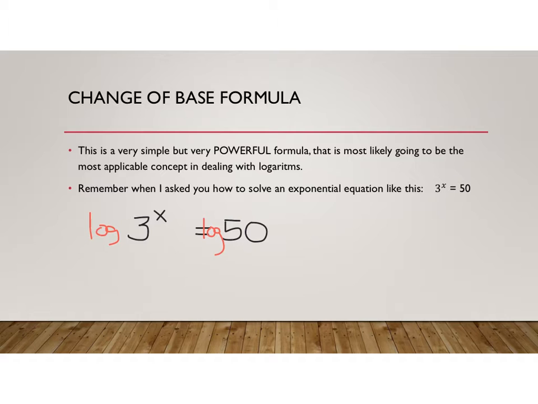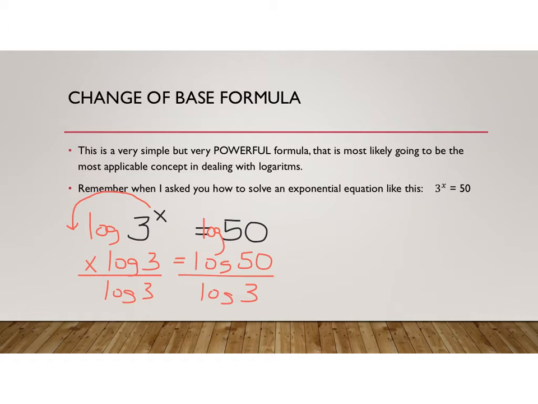And if I do that, by log property, that power can be moved in front. And now x times the log of 3 would equal the log of 50. Solving for x, I would divide by log of 3, and these cancel. So to solve the equation 3 to the x is equal to 50, I can just do log of 50 divided by log of 3.